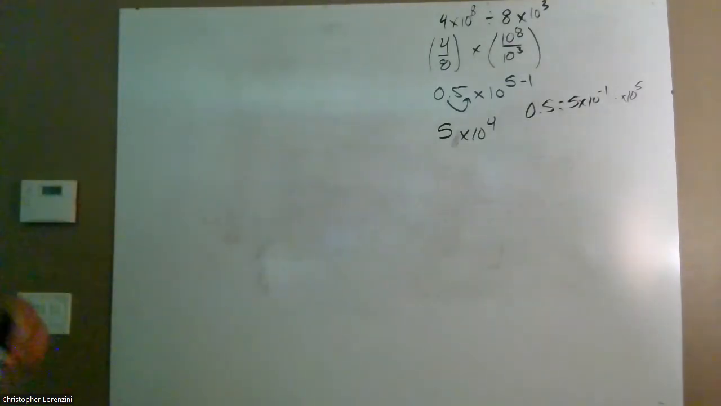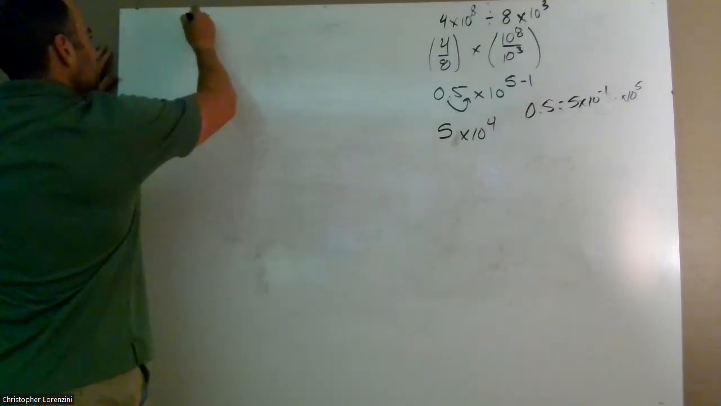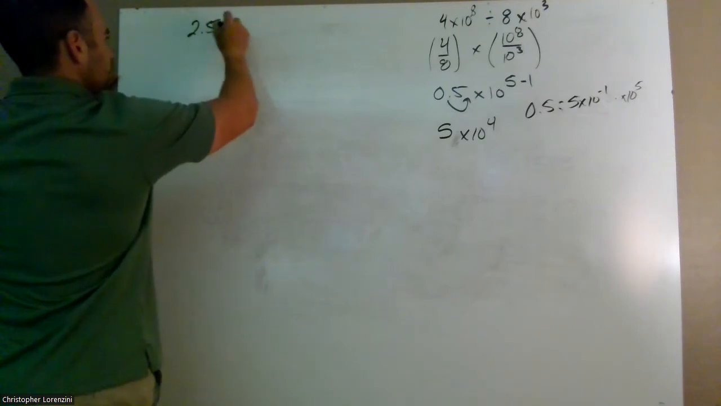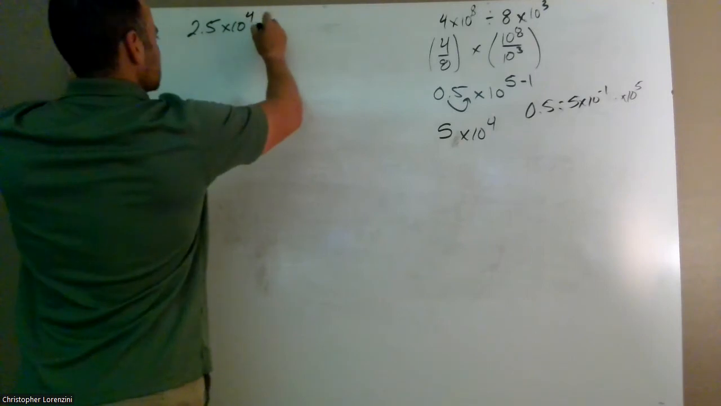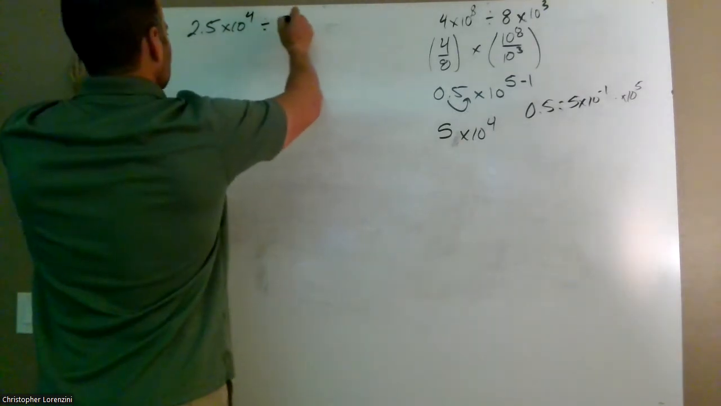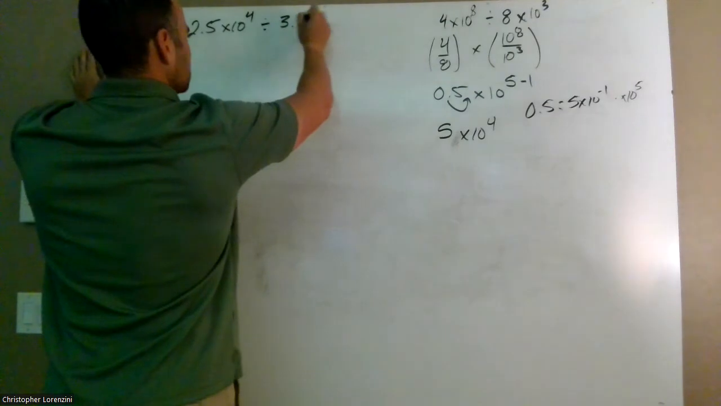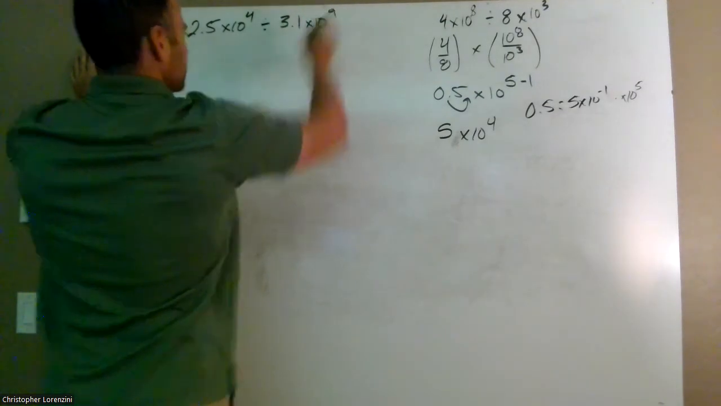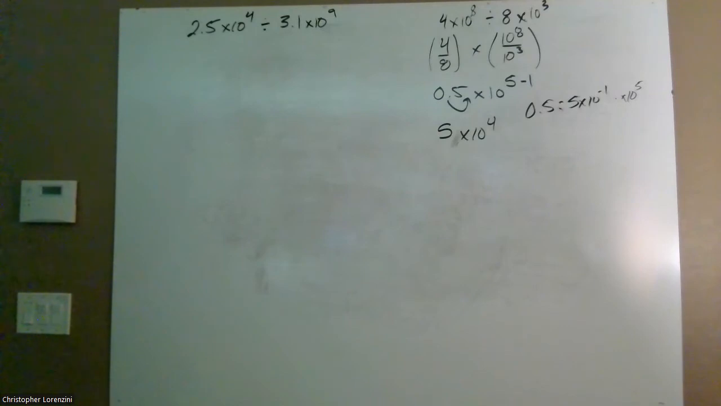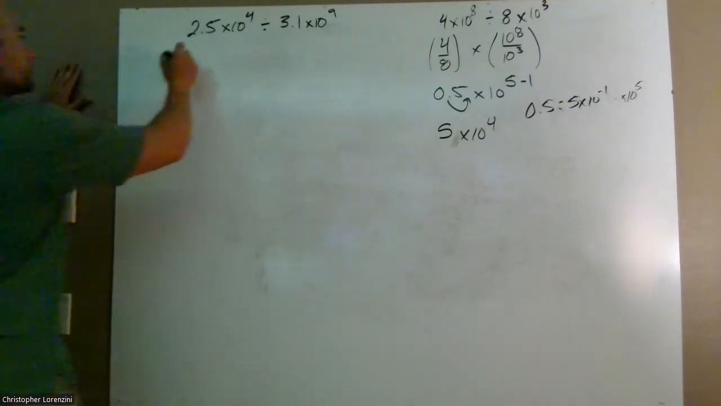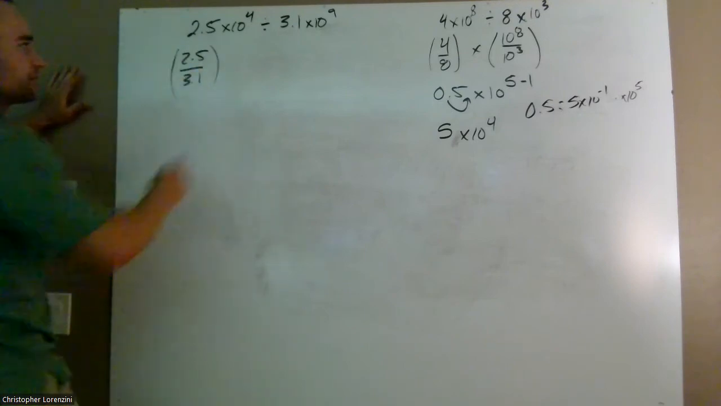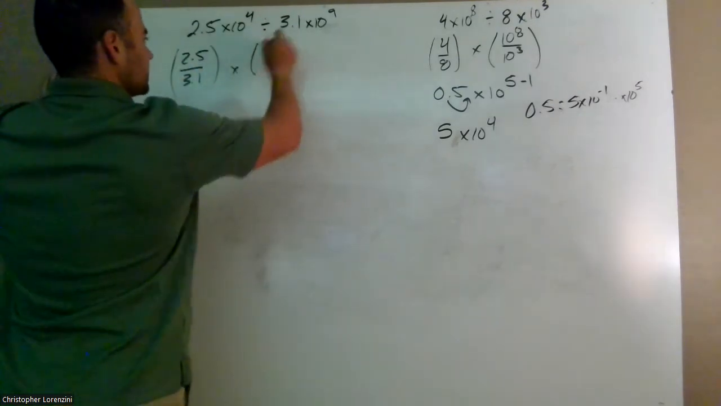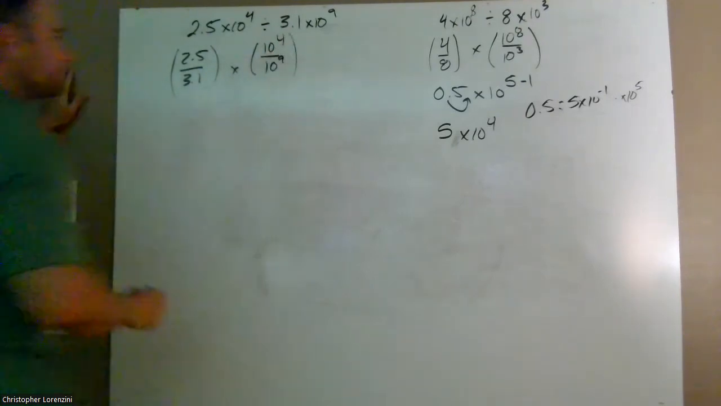Let's do one more with a little bit different type of example where we have all that stuff. We're going to do 2.5 times 10 to the 4th, and we're going to divide it by 3.1 times 10 to the 9th power. All right, so first things first, do the division. 2.5 divided by 3.1, 10 to the 4th divided by 10 to the 9th.